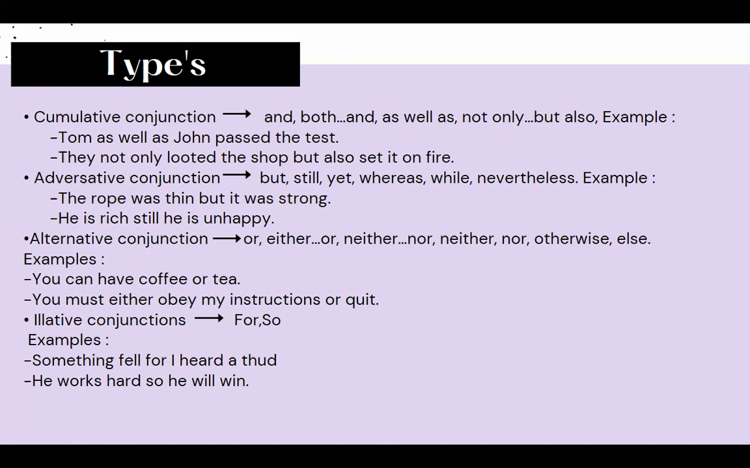The fourth type is illative conjunction. Conjunctions which express an inference are called illative conjunctions. The examples are for and so. Used in sentences like: sometimes things feel off, for I had a thought, and he worked hard, so he will win.